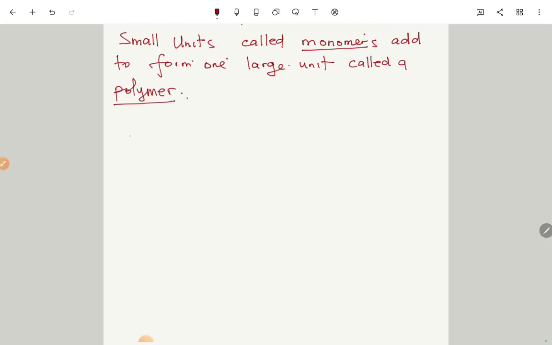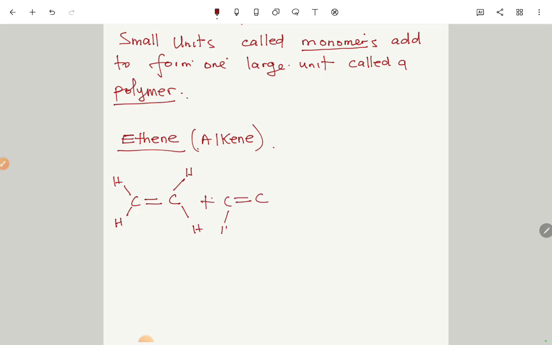Example, if you have ethene, this ethene, it is an alkene. It is able to undergo addition polymerization because it has a double bond. So ethene can polymerize. So you can add ethene plus ethene. So these ethene, they are called the monomers. When these monomers are added, the double bond breaks and the chains join.